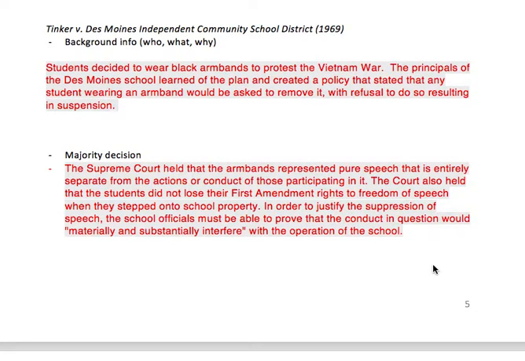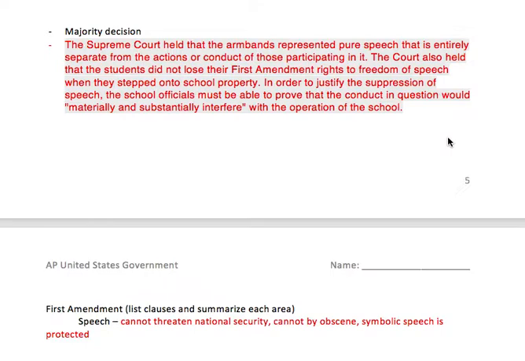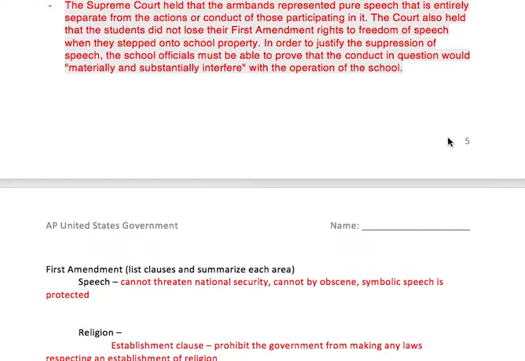Supreme Court case Tinker versus Des Moines, students wearing those armbands to protest, talking about the Vietnam War. The principals then decided to create a policy that banned those and asked to remove. If they did not, they were suspended. So it went to the Supreme Court, and they said that the armbands were pure speech and it was protected. They said students don't fully lose their First Amendment rights of freedom of speech when they step onto school property. The issue here was whether it disrupted or interfered with the operation of school, and that did not.